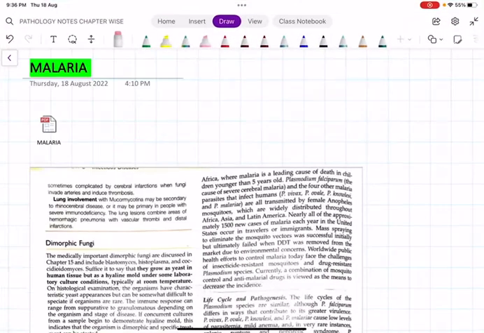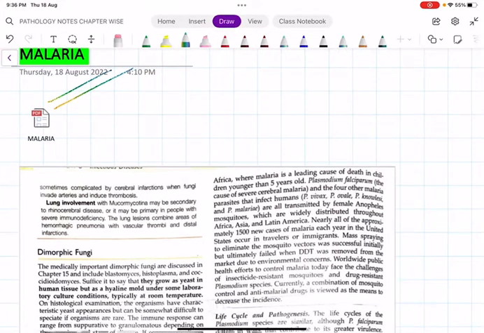Hello everyone. Next, let us discuss malaria. As far as malaria is concerned, it's one of the most common clinical conditions that we encounter in medicine or even pediatrics.